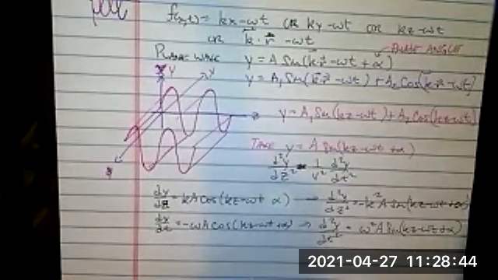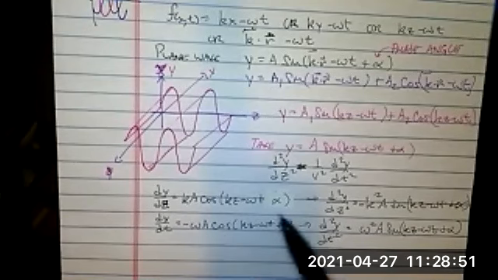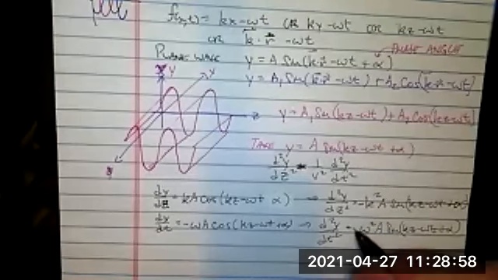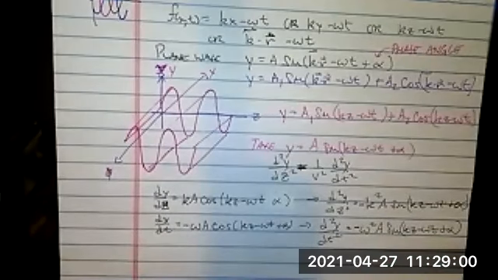So let me double check that. I had a negative. I take the derivative of cosine, I get negative sine, that makes a plus. And then I take the derivative of negative omega t with respect to t, and I get another negative. So yeah, that should actually be a negative. Everybody agree with me on that?